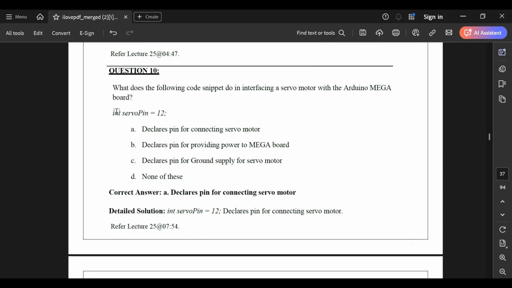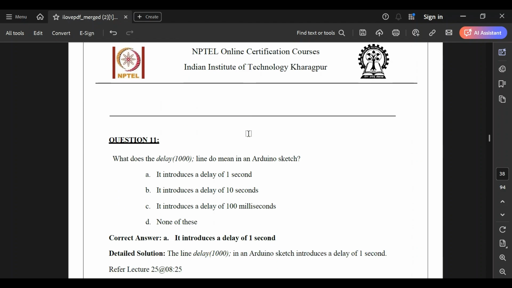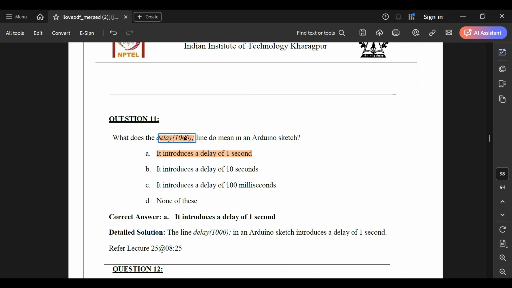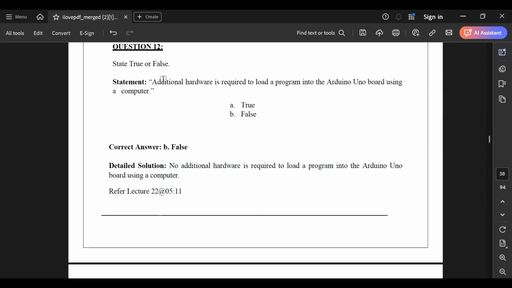Moving to the next question. What does int servoPin = 12 mean? It declares the pin for connecting servo motors. So option A is there. Okay. What does delay(1000) mean? Delay for 1000 milliseconds, and 1000 milliseconds means 1 second. Okay, delay of 1 second, because this is given in milliseconds. You should have known this.